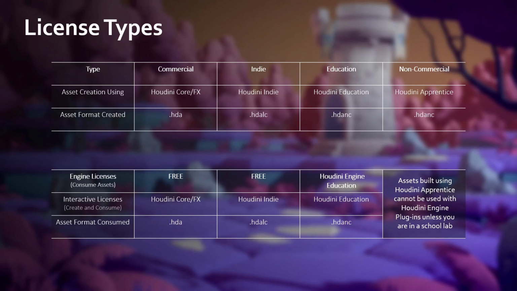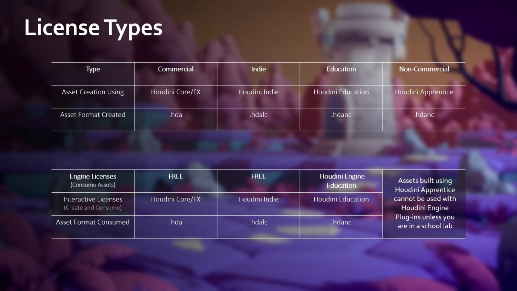So there are multiple versions of Houdini. So we have the commercial version, we have the indie version, we have an educational version, and we have a non-commercial version, which is called Apprentice. So with each version, there might be some things to keep in mind. So one thing can be that the asset format that you're actually creating might differ. So commercial version, it's just going to call it HTA. If we are, for example, using the indie version, it's going to call it HTA LC for limited commercial. And if you're using something like a non-commercial, it's going to call it HTA NC for non-commercial.